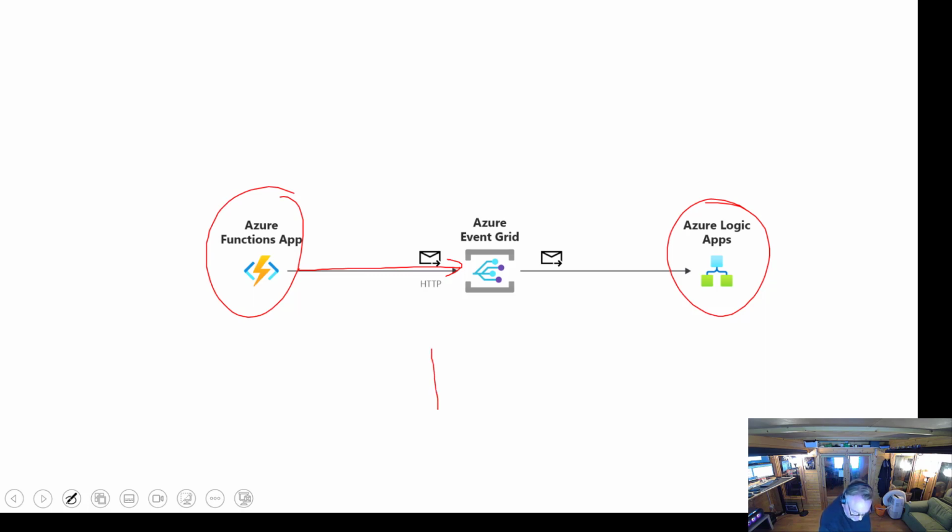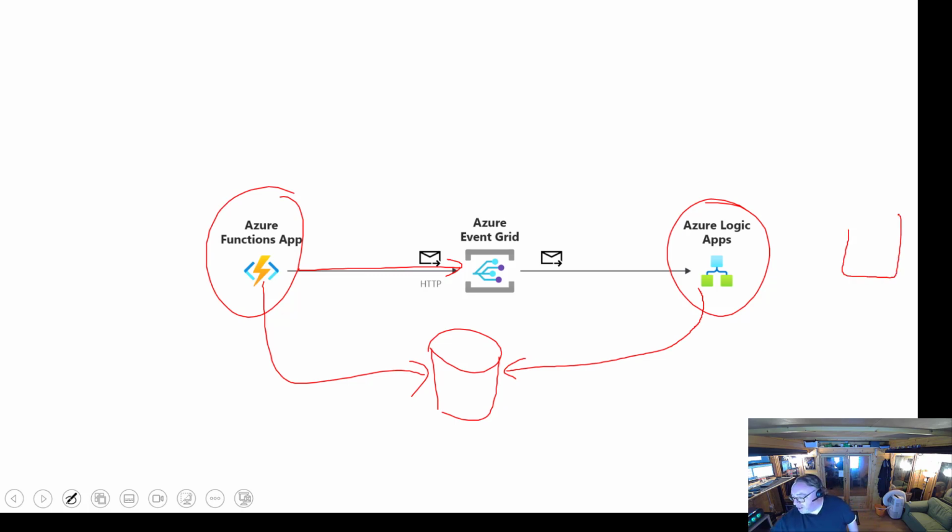Let's draw our database down here so we can get a nice diagram going. My function saved my order to my orders database and sent an event out. One of the subscribers is the logic app that gets the notification of an order getting created. It comes and reads the order from the database, and then it might go and load it to one of your other applications that needs to process an order.